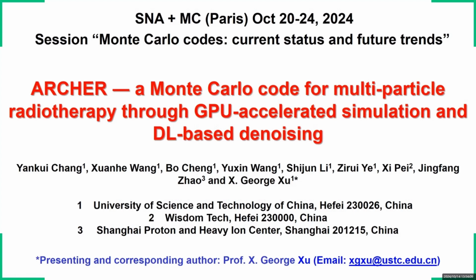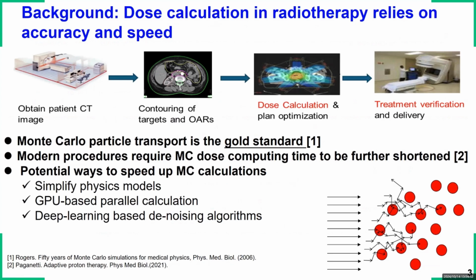In radiotherapy, the process begins with obtaining patient CT images, which is followed by contouring of tumor targets and organs at risk, which then is followed by dose calculations and treatment plan optimization, which normally are very time consuming. Finally, the treatment plan is delivered to the patient. Therefore, the dose calculations in radiotherapy must be accurate and fast.